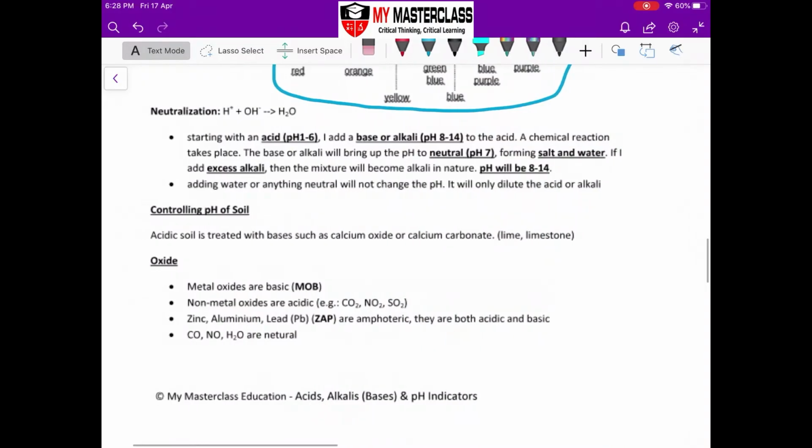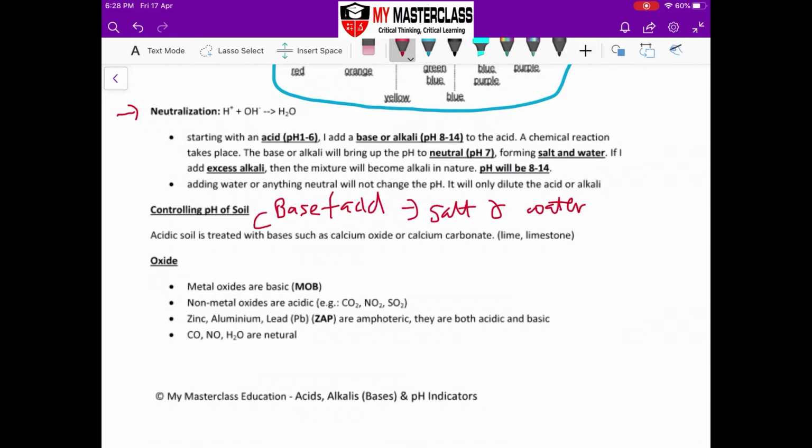So, neutralization reaction, just now I talked to you all about this. The base is anything that reacts with an acid. So if you have a base plus an acid, this will give me the salt and water. A type of base is your alkali.